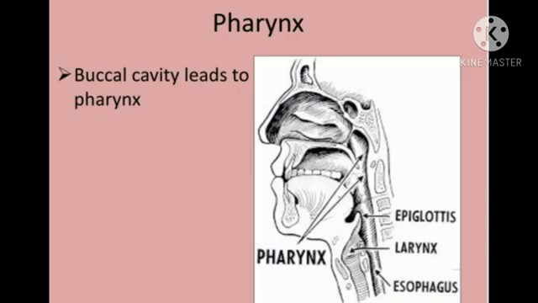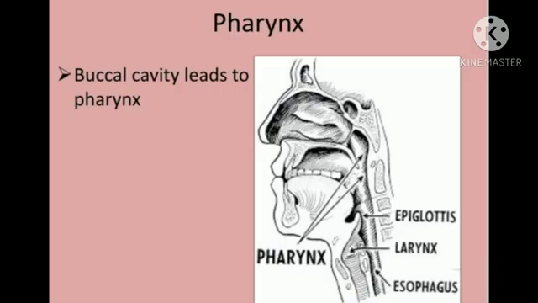The upper region of pharynx is called trachea. The pharynx opens into the trachea through an opening called as what? Glottis. The glottis is guarded by a cartilaginous flap.